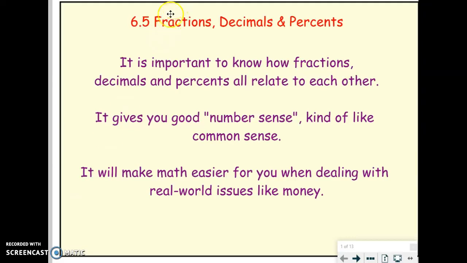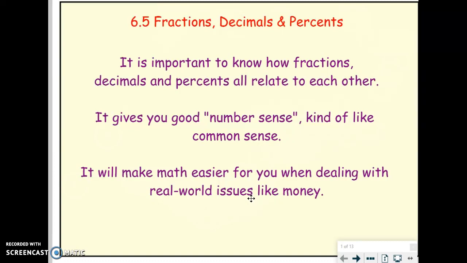Today's lesson is going to be a review on fractions, decimals, and percents. It's important to know how fractions, decimals, and percents all relate to each other. It gives you good number sense, kind of like common sense, and it will make math easier for you when dealing with real-world issues like money.